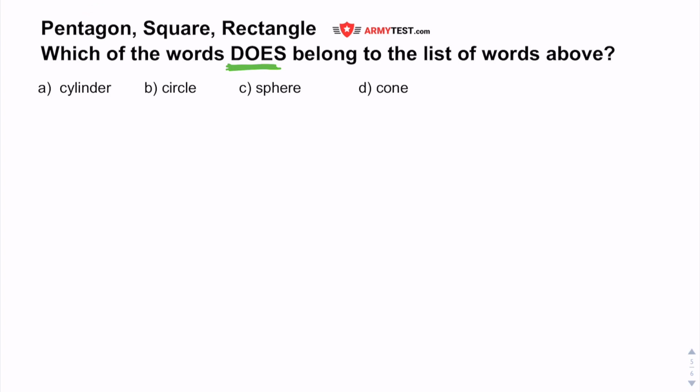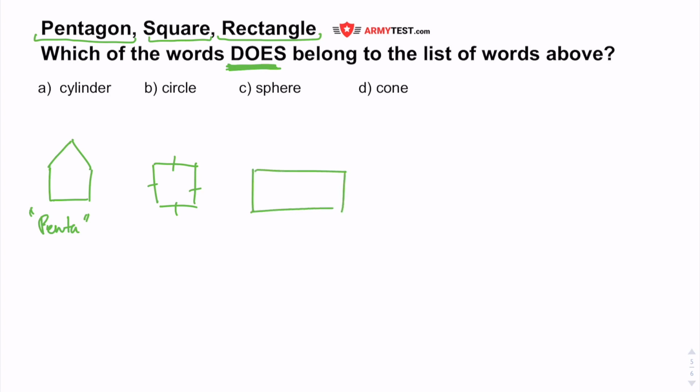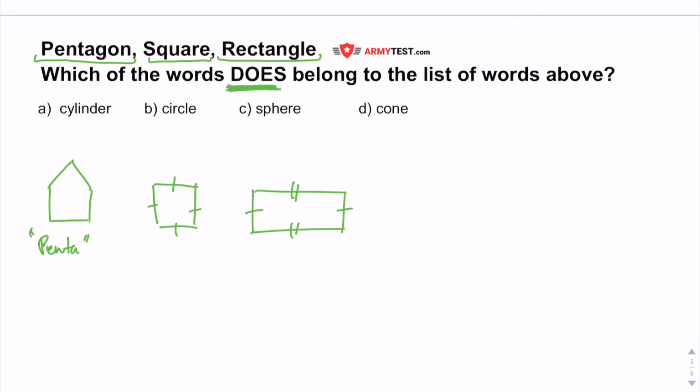Now, what you want to do is you want to kind of write down or visualize the information you know about the words that it gave you. So pentagon, what's a pentagon? Pentagon is this, right? It's got 5 sides. That's what penta means. So that's a pentagon. What's a square? We all know what a square is. Boom. Pretend that these are all equal in length. And a rectangle looks like this, where these two are the same length and the opposite sides are the same length, is what I'm trying to say.